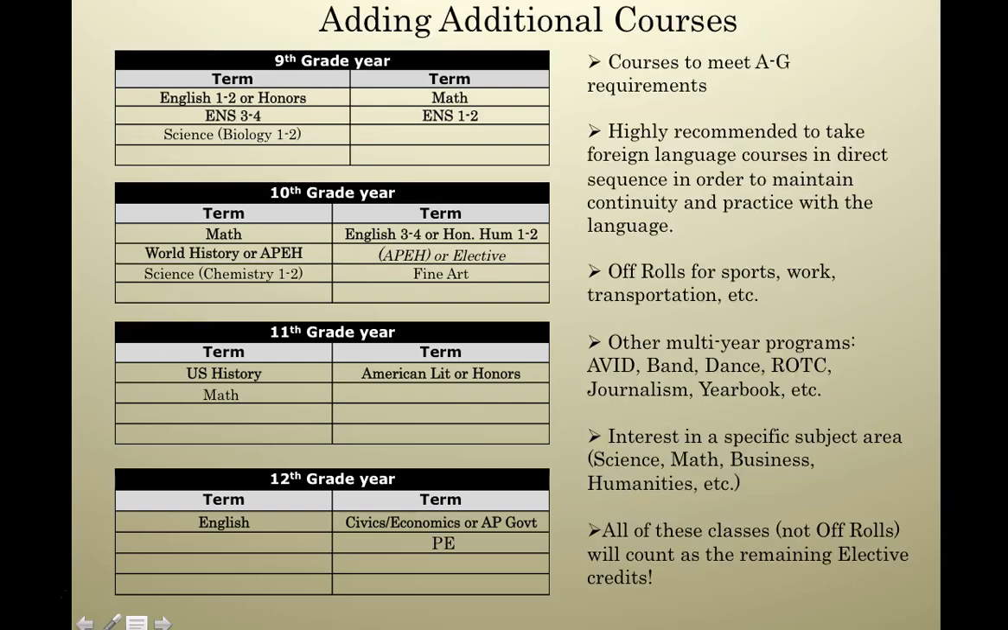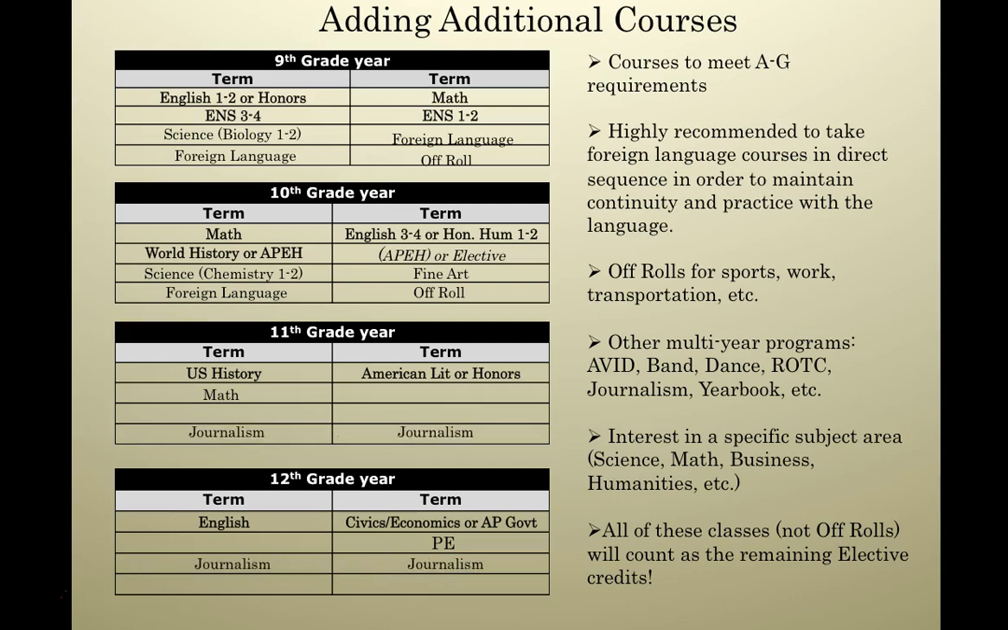As the student adds additional courses, there are some other things to consider. This student is seeking to meet A through G college admission requirements, so they've chosen to enroll in a foreign language. We highly recommend that you take a foreign language course in direct sequence in order to maintain continuity and practice your language skills. This student took it 3 terms in a row, or for college admissions purposes, they would see it as 3 years of a foreign language. Off-roll periods can also be very beneficial for sports, work, and transportation issues.